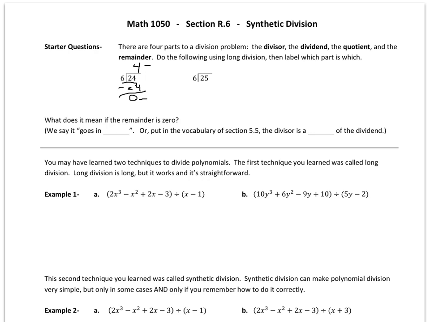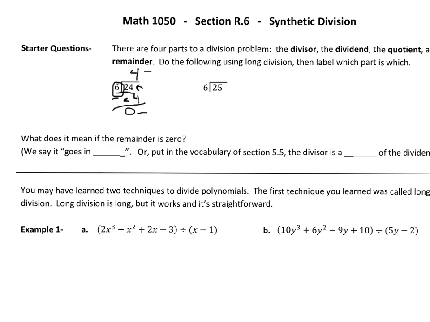And the other 2. Okay, the divisor is 6. That's what we're dividing by. And the dividend is 24. That's what we're dividing into. Good. All right, now 6 into 25. Same type thing. 6 goes into 25 how many times? 4 times again. And 4 times 6 is 24.